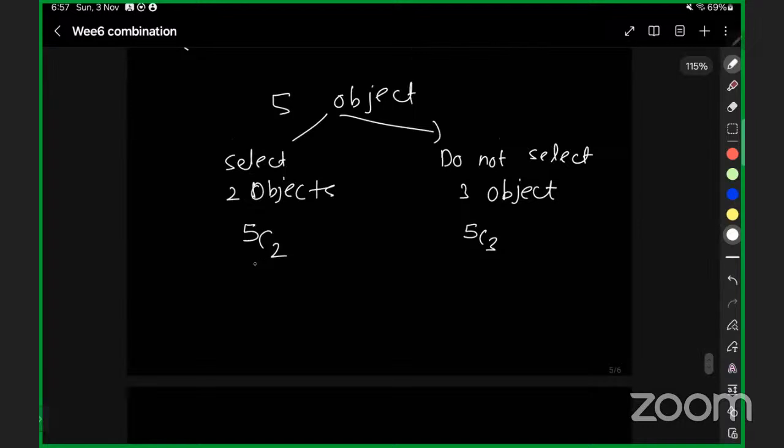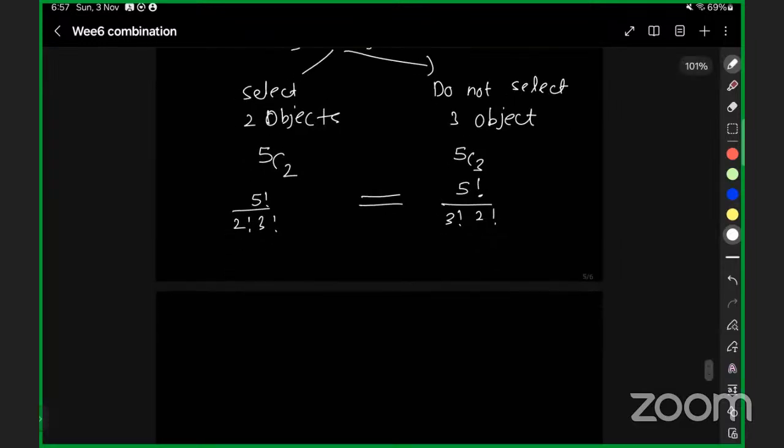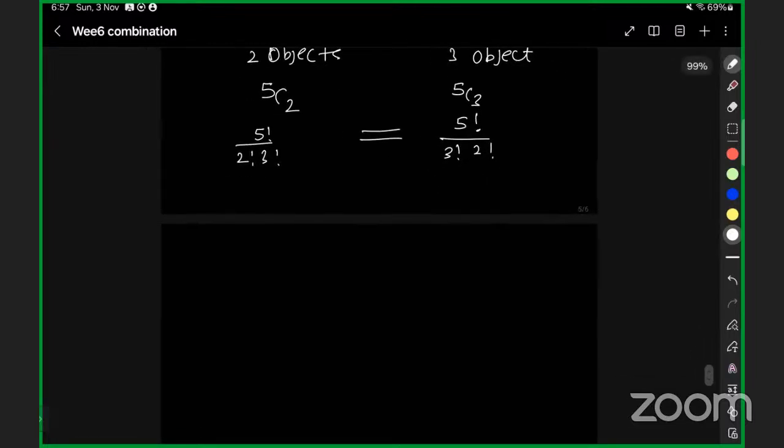And guess what? This is 5 factorial by 2 factorial into 3 factorial. This is 5 factorial divided by 3 factorial into 2 factorial, and both are same. So either you say that I'm selecting 2 items, or you can say I'm not selecting 3 items, right? So sometimes not selecting will also help. That's where this property comes up, that nCr is equal to nC(n minus r). Okay, so both are same.